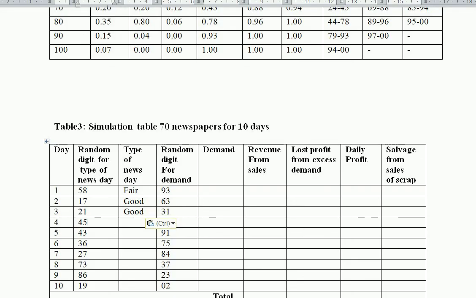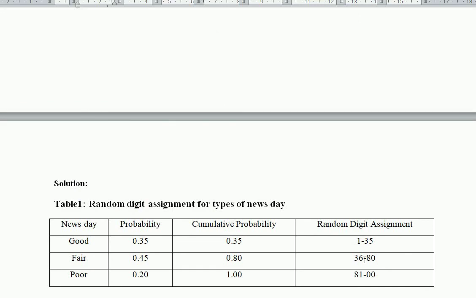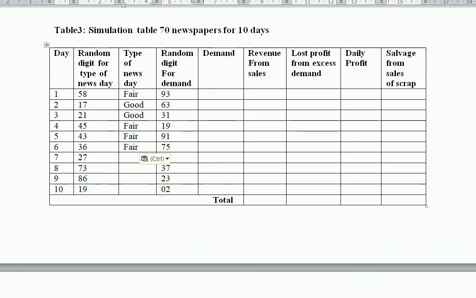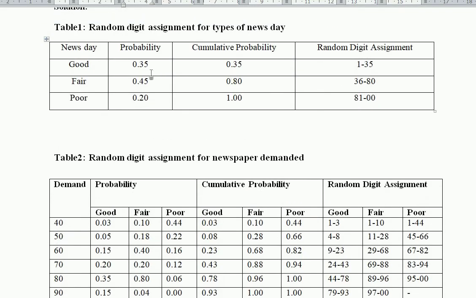Again 45 lies between 36 to 80, so the type of news day is fair. We have to enter it here: for 45, the type of news day is fair, and for 43 it's fair. 36 is fair again, because 36 lies in the second step. The type of news day for that is fair.